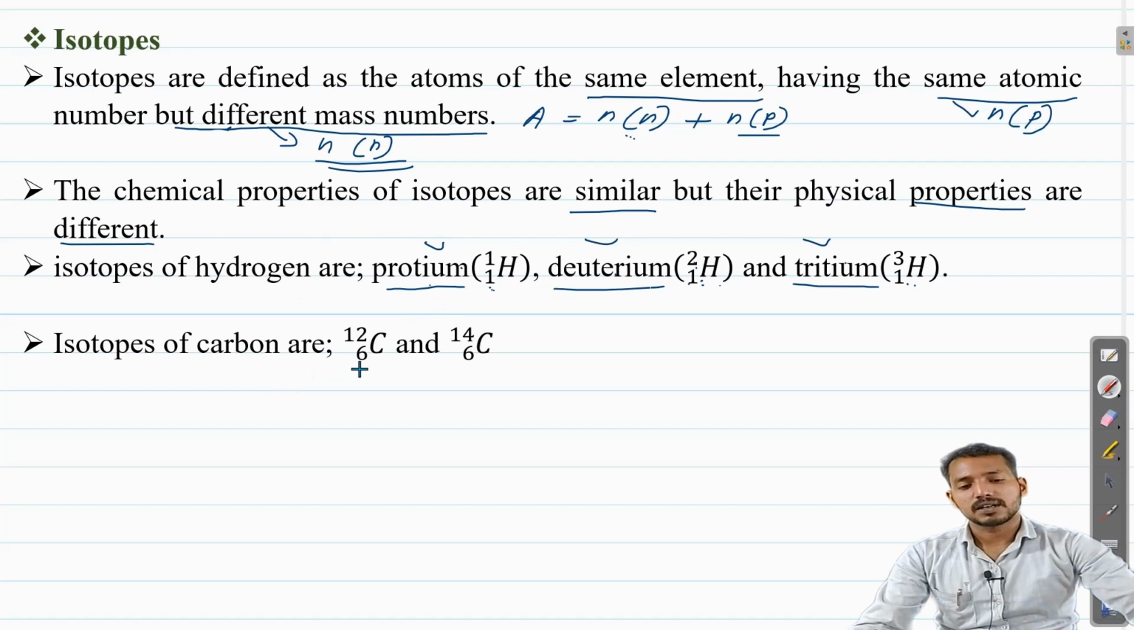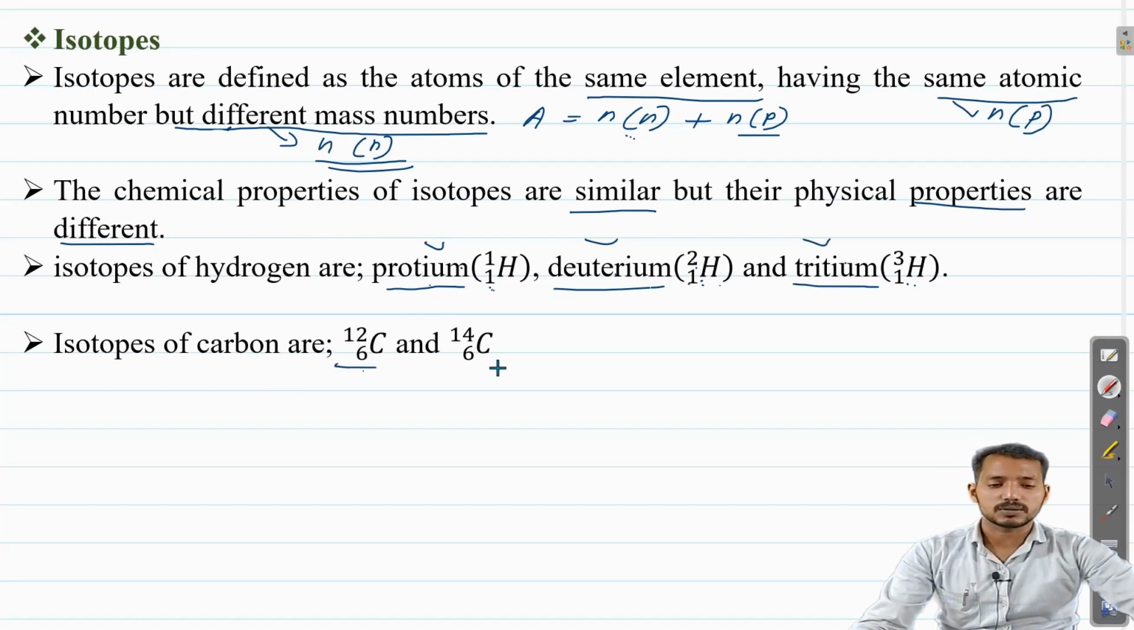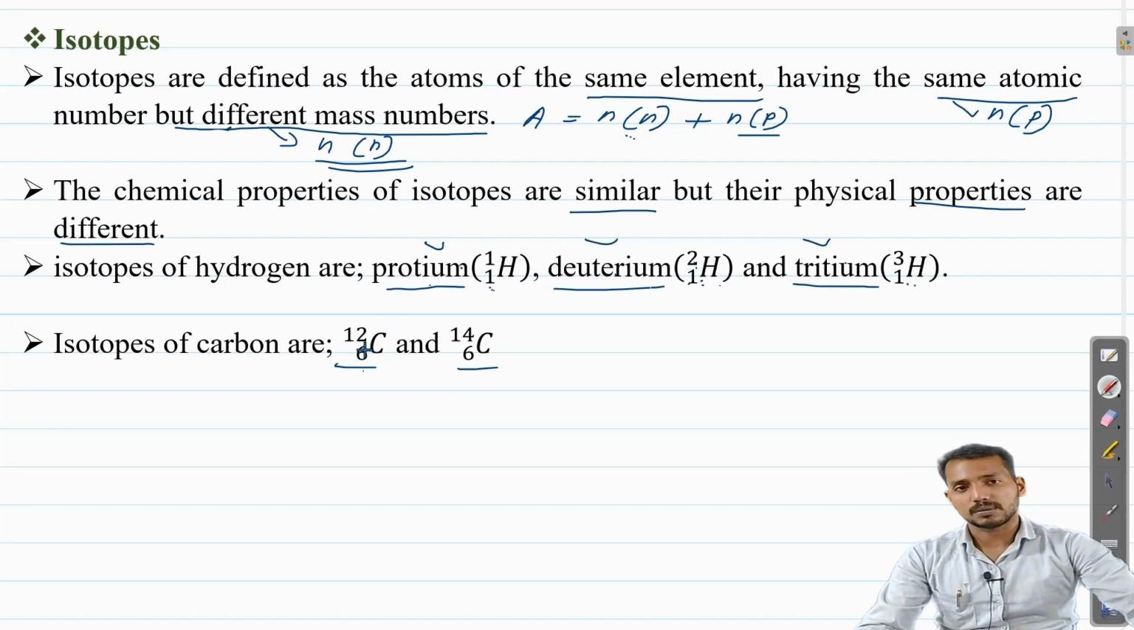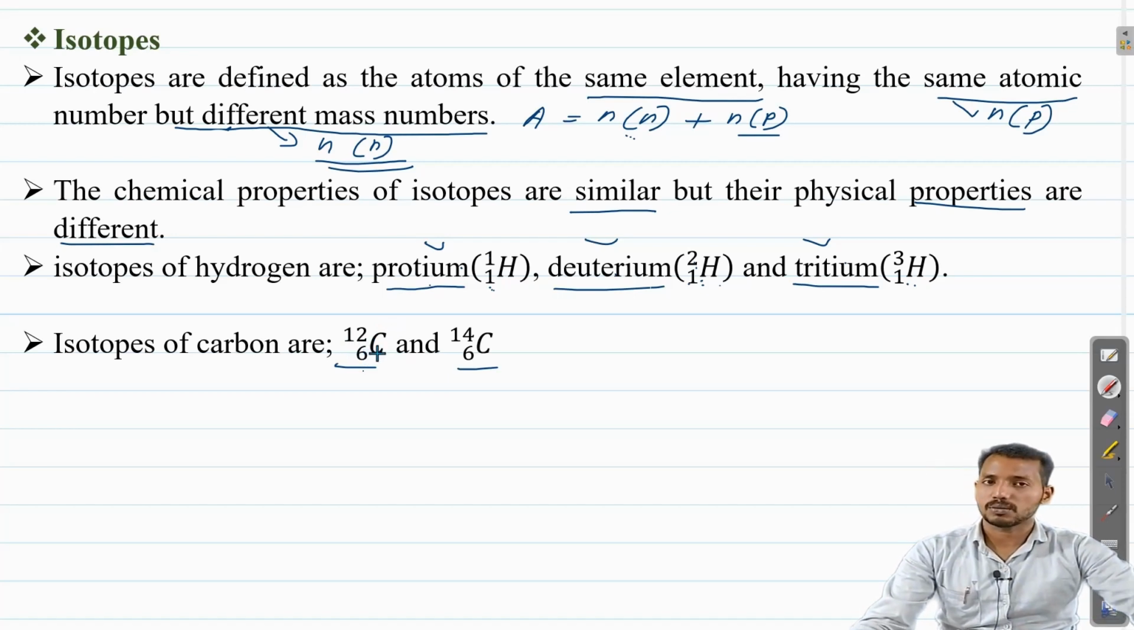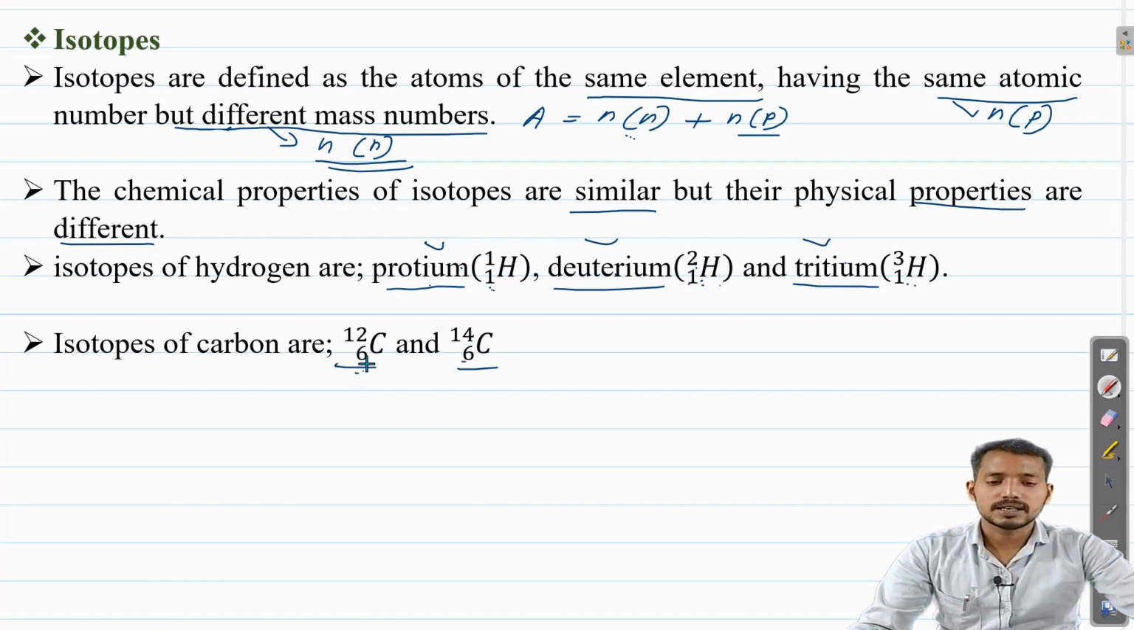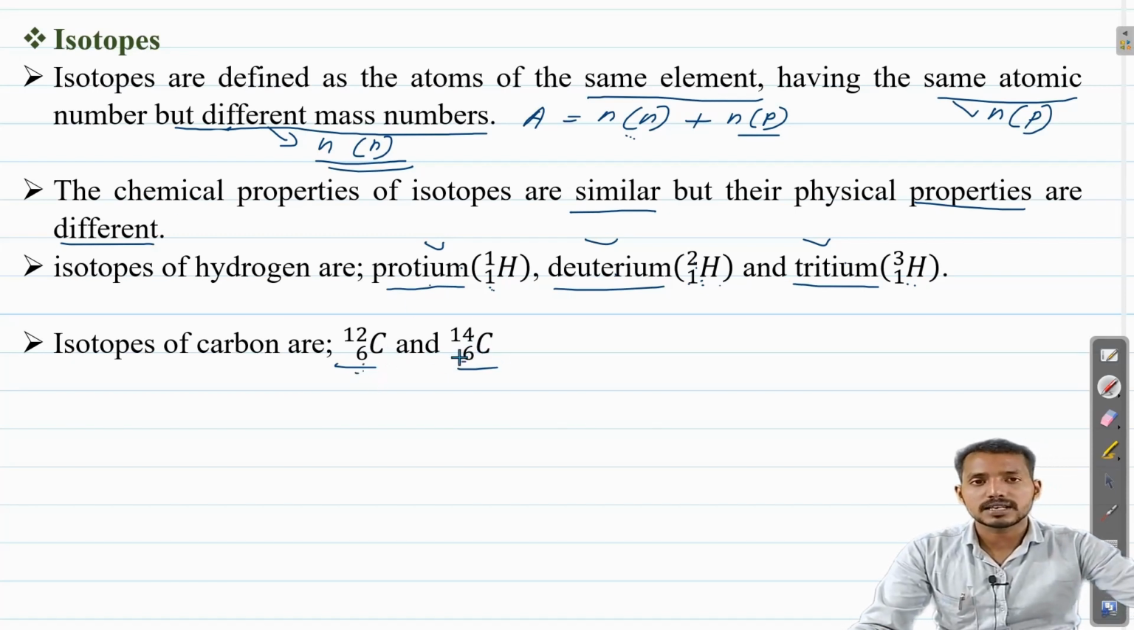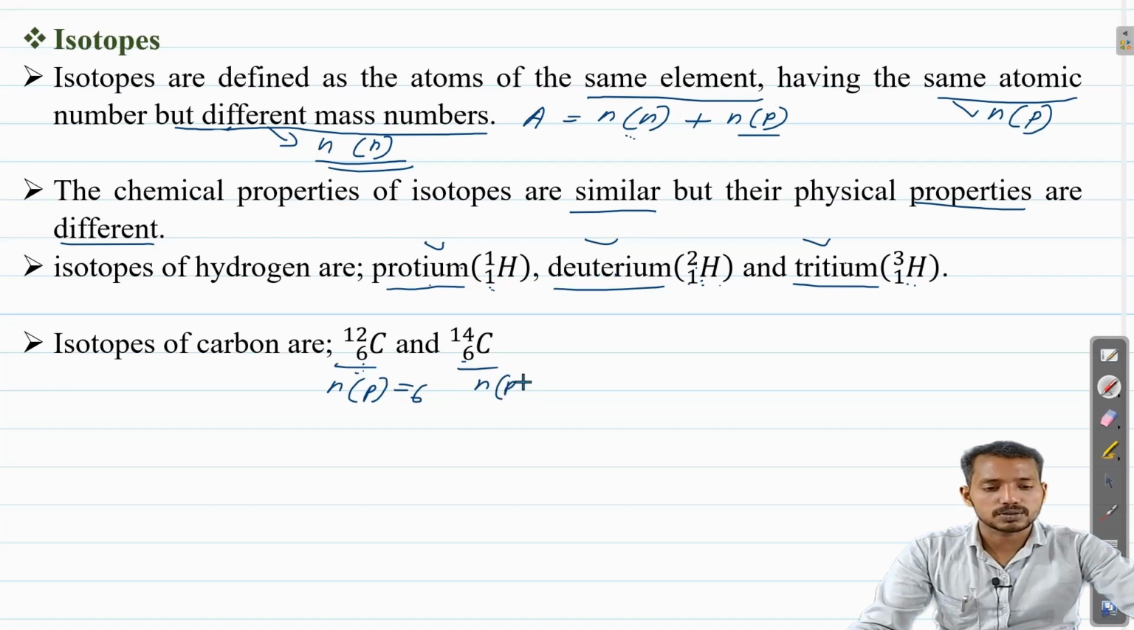Isotopes of carbon. In case of carbon, there are two major isotopes present. First one is C-12, this is the normal carbon atom. Clear? The major component is this. And this is the isotope of carbon. See here, the atomic number is the same because they are the same element. That means here, the number of protons is equal to 6. In this case also, the number of protons is equal to 6.